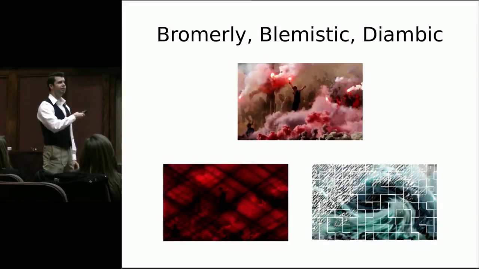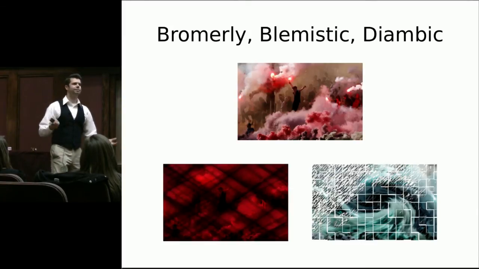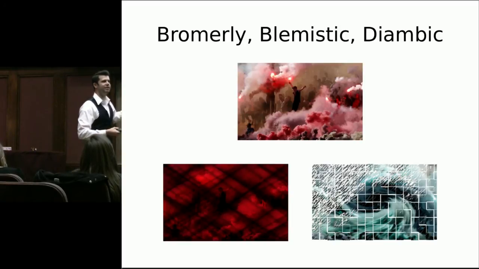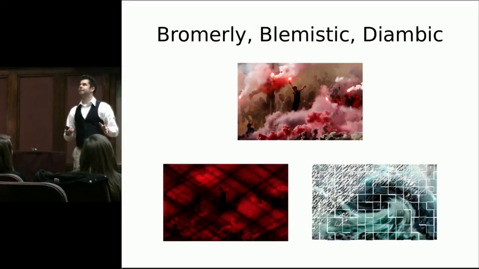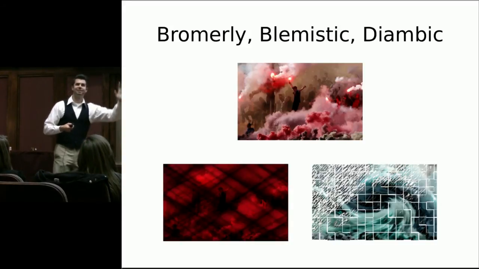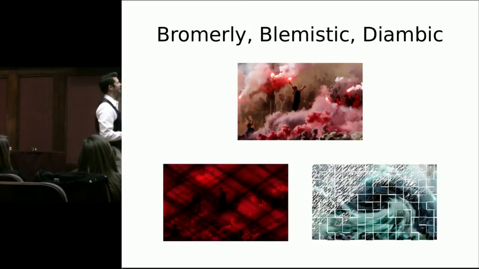Okay, so we got Bromley with blocky, Blemistic, which is majestic, and Iambic, which is avian. Okay, this is their source image. So who thinks the one on the left is Darcy? Who thinks the one on the right is Darcy? This time it was left. Darcy made the image on the left.